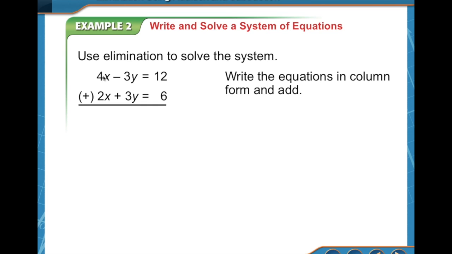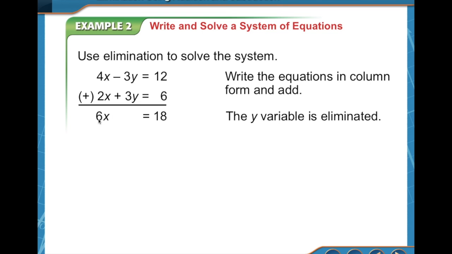So we see 4 and 2 would add to 6, so that doesn't eliminate. But the y's are exactly what we want. We have a negative 3 and a positive 3. We add those together, that becomes 0. So they just disappear. We'll have one variable left, and that is something we can solve. Great. So y disappears. We get 6x equal to 12 plus 6 is 18.